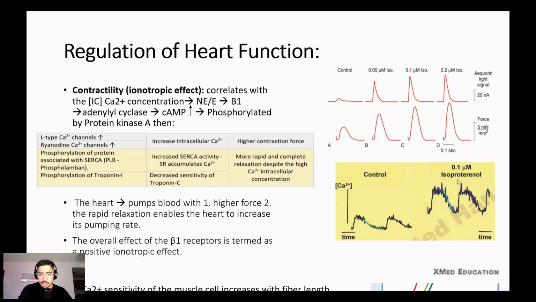What is this? Isoproterenol is actually something that can activate a beta-1 receptor. They act the same as norepinephrine for the beta-1 receptor, and they can activate the sympathetic nervous system. As you see, in the normal condition, the force is less and the relaxation is very long, but here the force will be much higher and the relaxation period is shorter, so they contract faster, they contract more, and at a higher level.